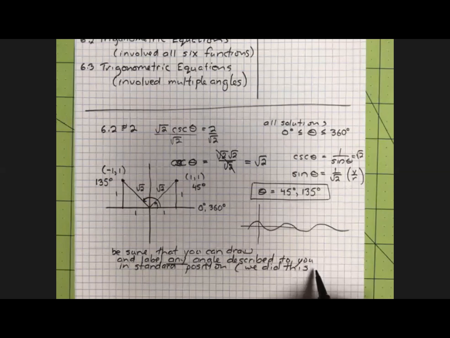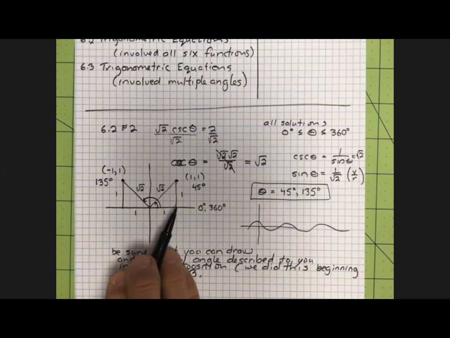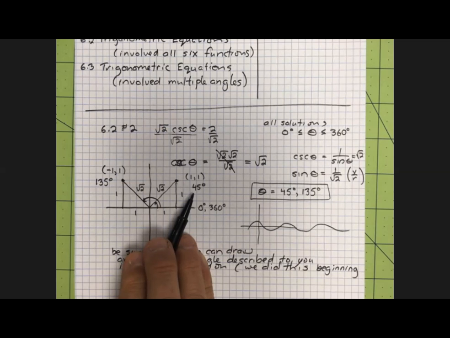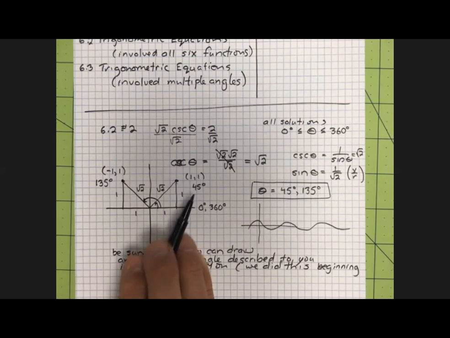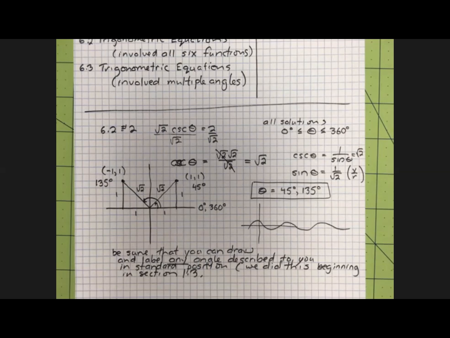And I'll just send you back to section 1.3 if you need a reminder. This is a famous angle, so I right away named it as 45 degrees. It doesn't mean that every angle I have to draw might be one of the famous ones. But in that case, if I have to estimate, I do have the calculator. Okay, let's try another problem.